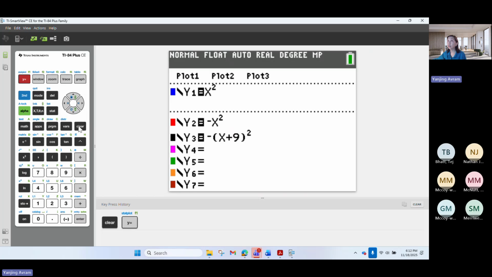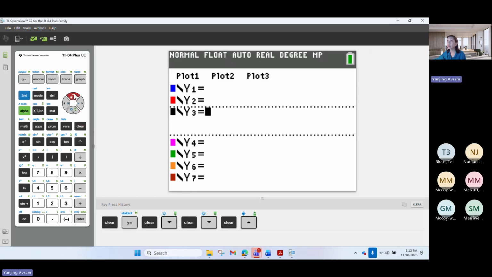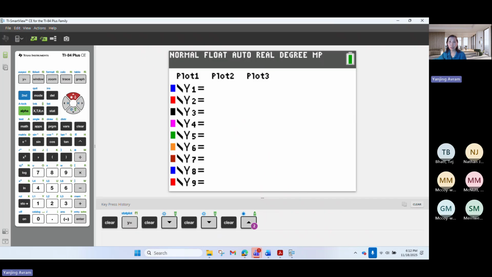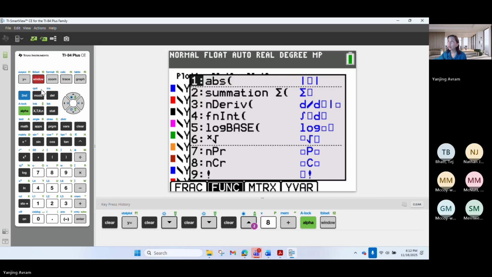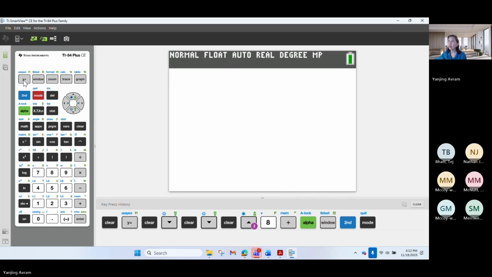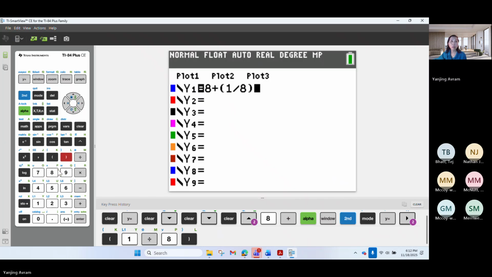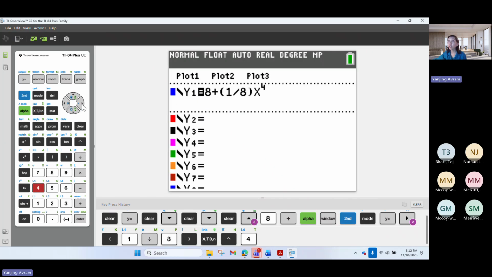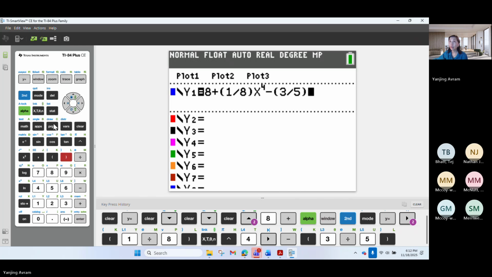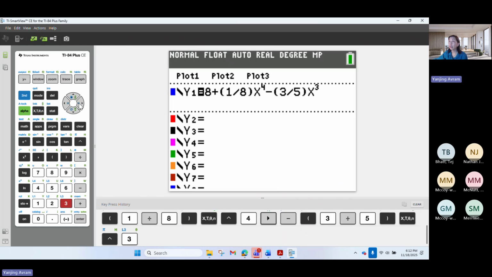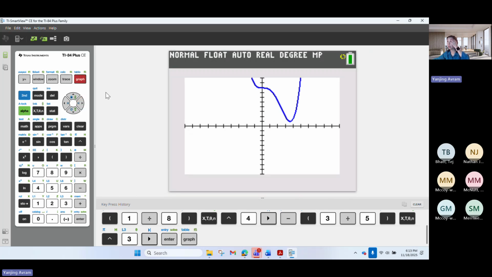Okay, so if I go to all of this in here. We have this one is 8 plus 1/8, one over 8 x to the 4 power, and minus 3/5 x to the 3 power. Then we can graph how this looks. All right, we hit graph and it will graph. Okay, so that is both facing up, as you can tell.